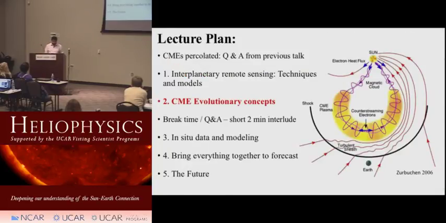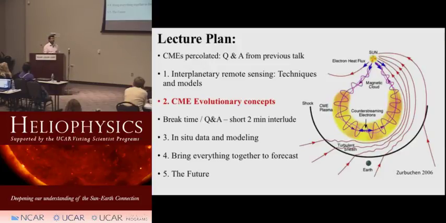Okay, so moving on to the second part of our talk, stuff that I particularly have been working on relatively recently for a while, and these are all the evolutionary concepts of what's happening in the CME. And so this is uniquely different to the initiation problem.